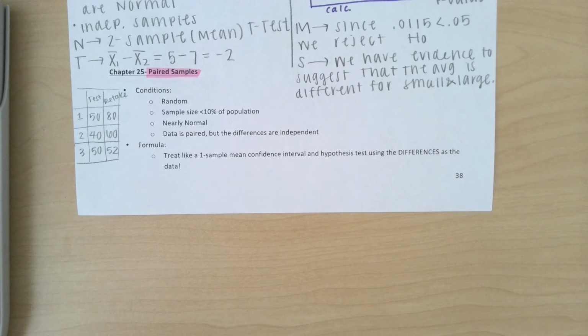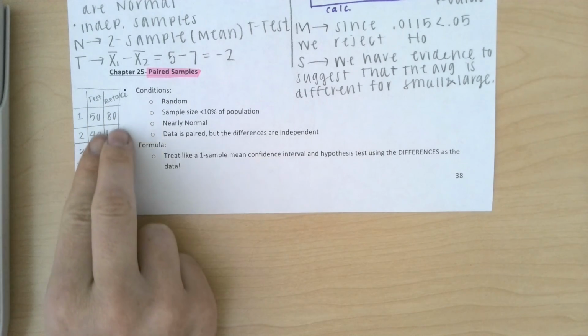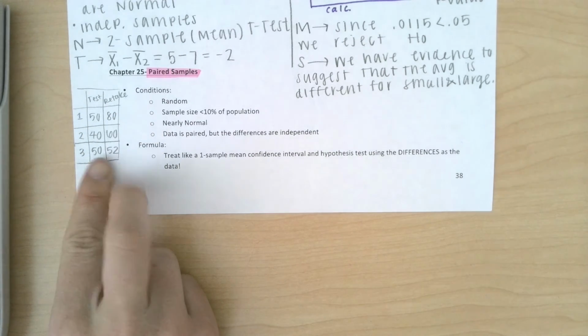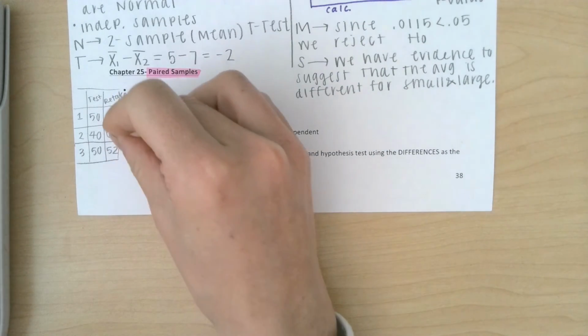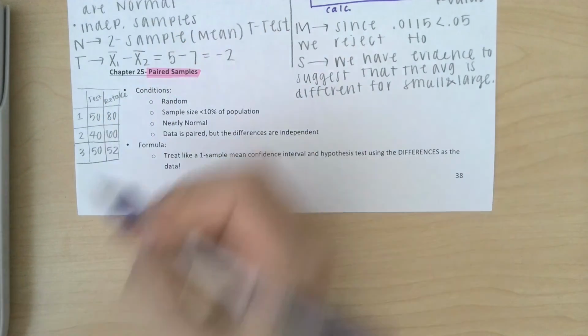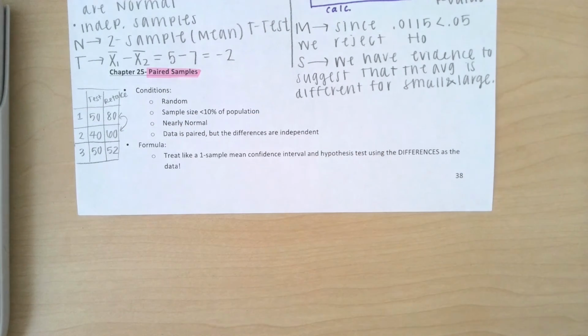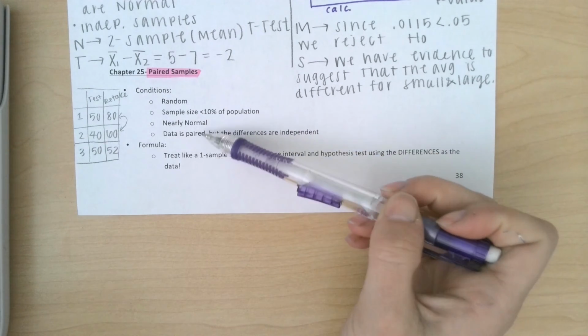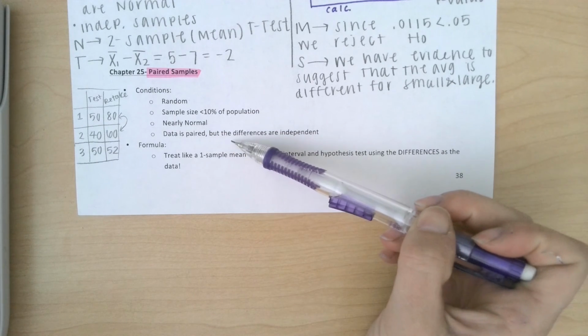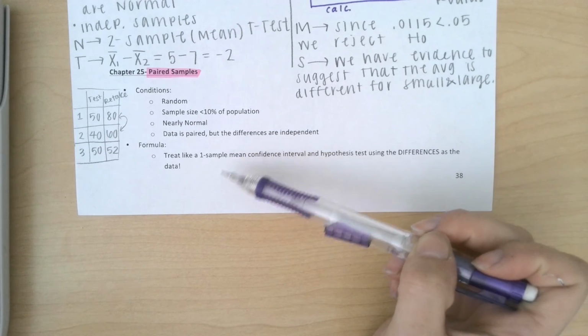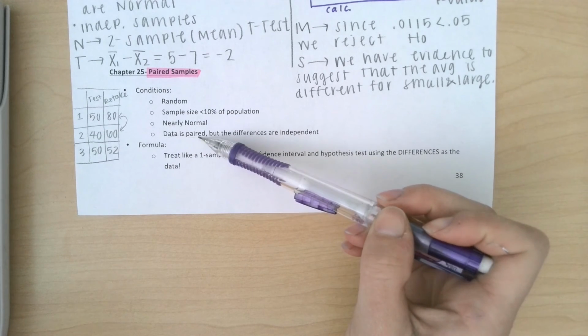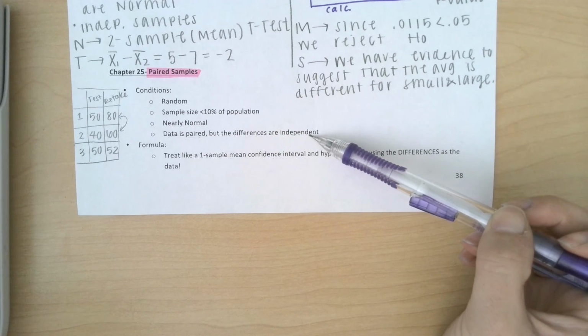Okay, this is a great example of paired data because these columns here, this data is paired based upon the person. I cannot just take these two numbers and flip-flop them. If I take 80 and 60 and I switch, I've switched people's grades around. That can't happen. So this would be paired versus having just two independent samples. Your conditions are the same. You're checking for random, less than 10% and nearly normal, but then instead of checking for independent samples, you should be checking for paired data, but the differences should be independent.